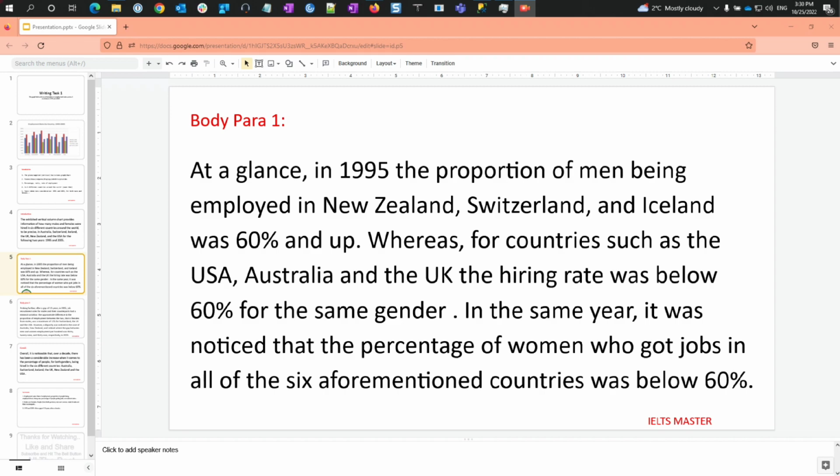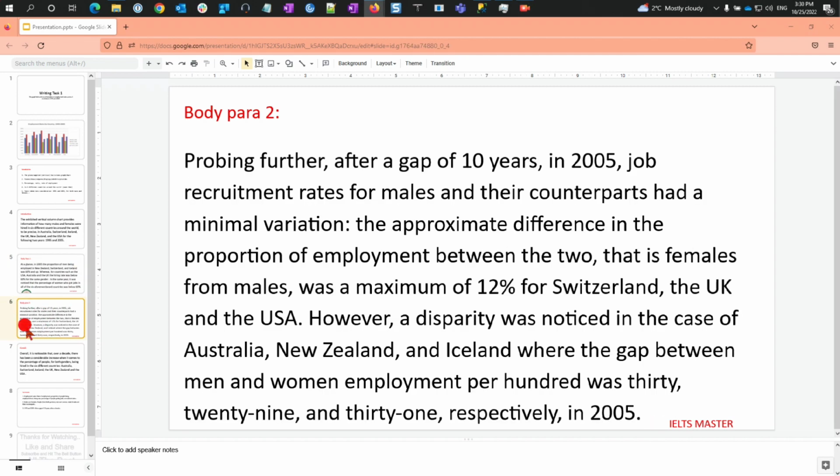Now let's move to the second body para. So in the second body para, we have mentioned probing further after a gap of 10 years. So yeah, one is in 1995, another is in 2005, so 10 years gap. After a gap of 10 years in 2005, job recruitment rates for males and their counterparts had a minimal variation. The approximate difference in the proportion of employment between the two, that is, females from males, was a maximum of 12% for Switzerland, the UK, and the USA.